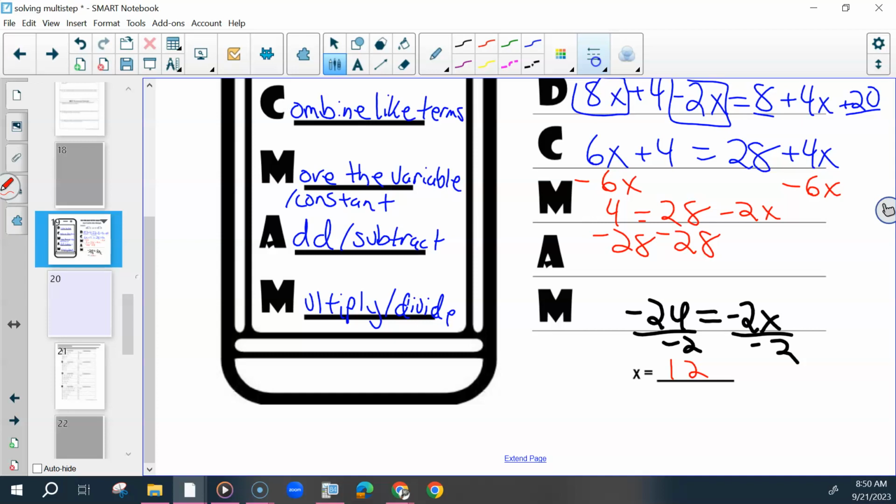This is like the basics of every multi-step equation with variables on both sides. There's some minor things that we're going to add in, but basically if you can solve this, you can do the majority of all of them. Do we have any questions on that process so far?